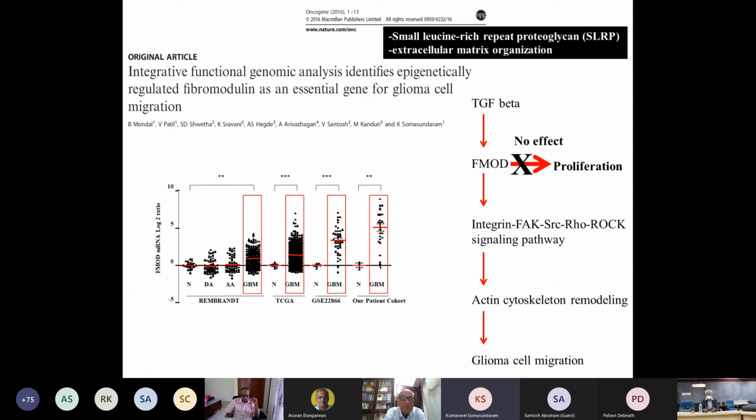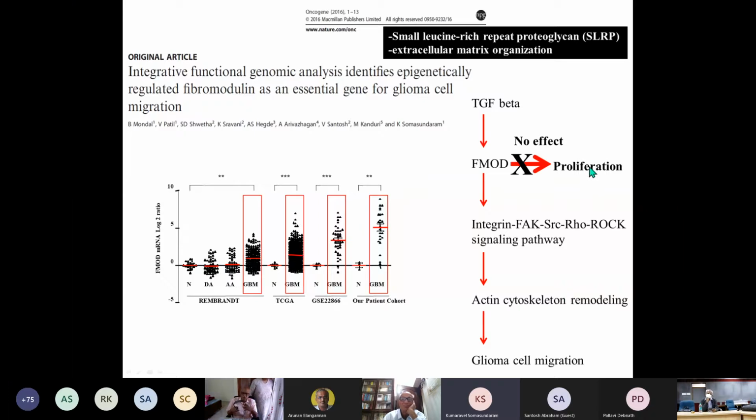We have already worked on this protein in a different context and published a paper in Oncogene. We showed this particular protein is expressed in large amounts by so-called established glioma cell lines, and that it is able to induce glioma cell migration, although it does not affect cell proliferation. So this protein is able to induce migration, but does not affect proliferation. This is the only information we have.